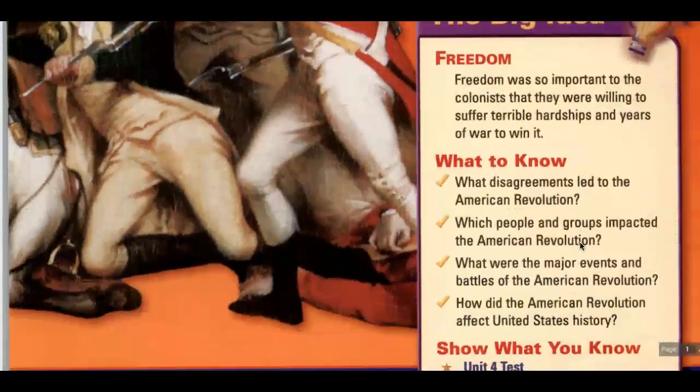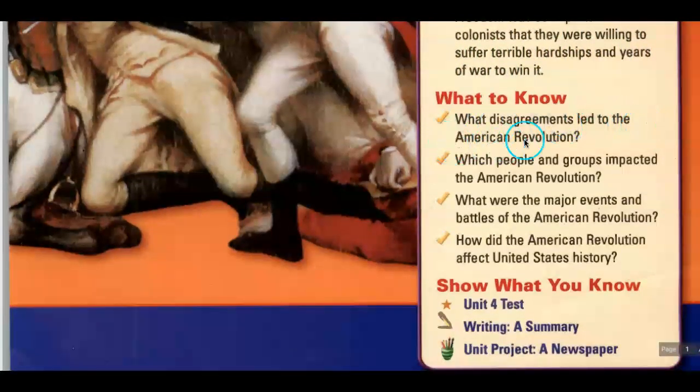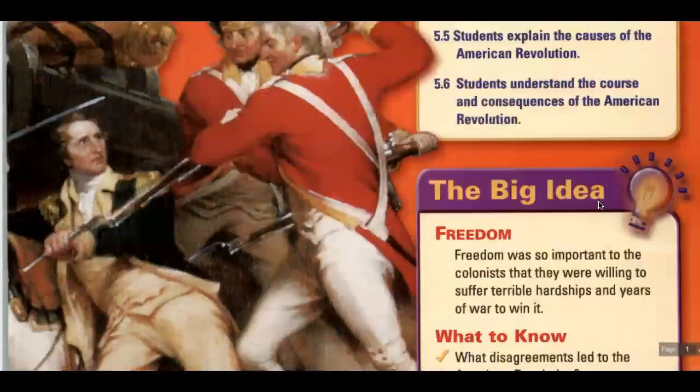The big idea, freedom. Freedom was so important to the colonists that they were willing to suffer terrible hardships and years of war to win it. What to know? What disagreements led to the American Revolution? Which people and groups impacted the American Revolution? What were the major events and battles of the American Revolution? And how did the American Revolution affect United States history?